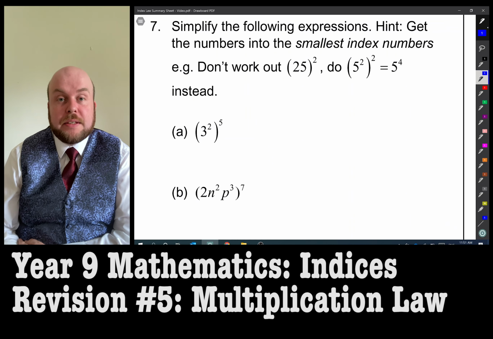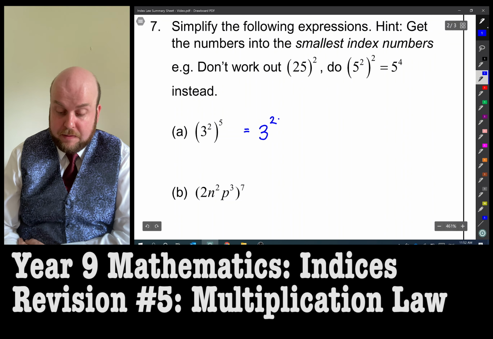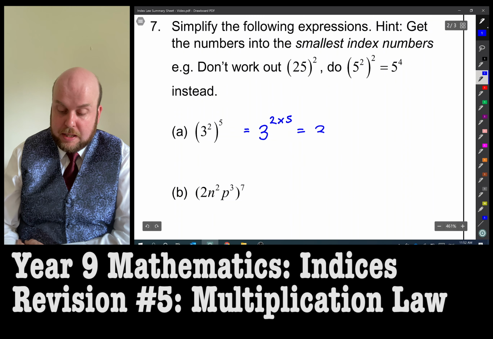3 squared in brackets to the power of 5. That's going to be the same as 3 to the power of 2 times 5, which is 3 to the power of 10.